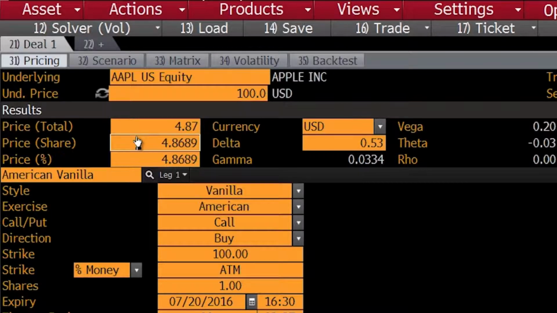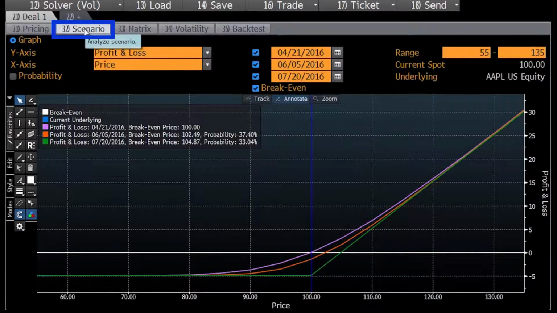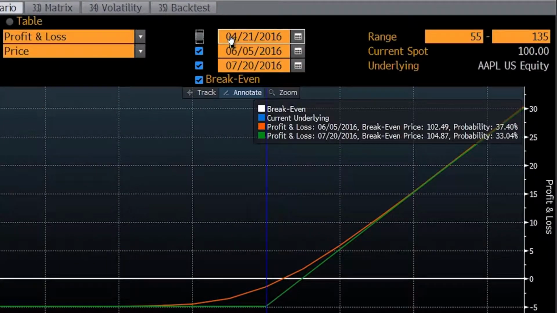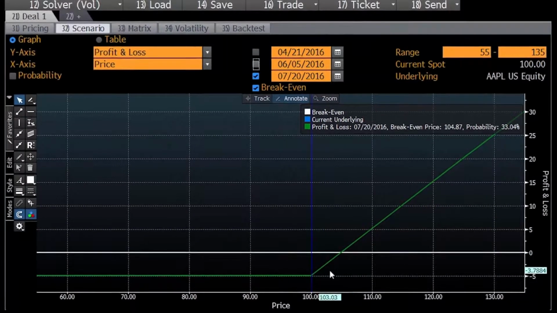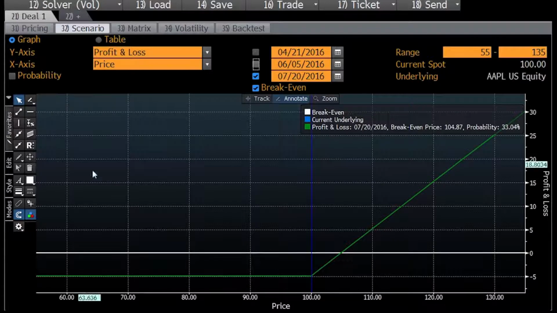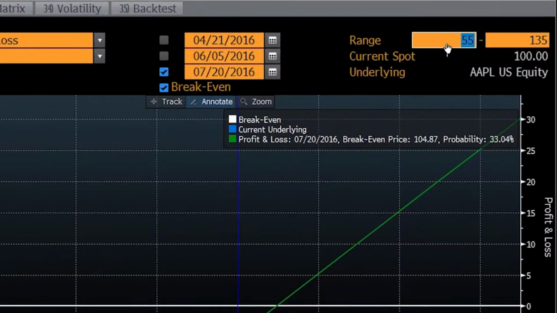Now, before we get our calculators out, let's visualize this. Let's look at the Scenario tab. Let's uncheck the prior to expiry dates, and I've left checked on only the expiry date. Notice I also have unchecked the probability. I'm going to lower the range to say $85 to $120 that I'm looking at on my x-axis, $85 to $120.